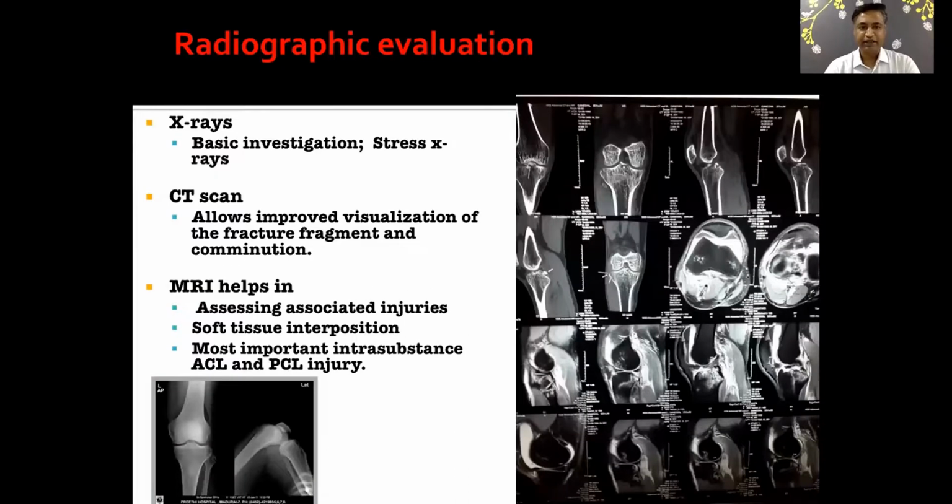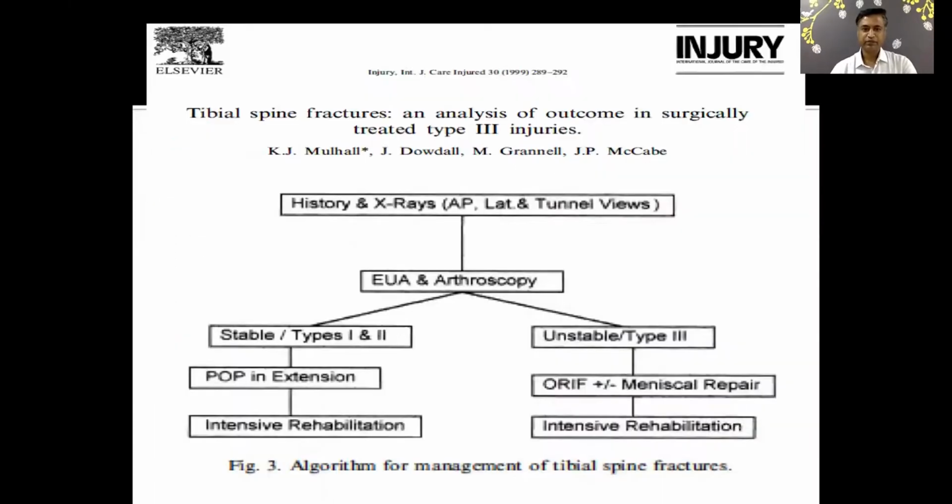Investigations are very helpful. You can identify the bony avulsions on the X-ray, and then further CT and MRI will give you much more idea about the kind of tear and also the associated injuries. So this is the protocol we follow.